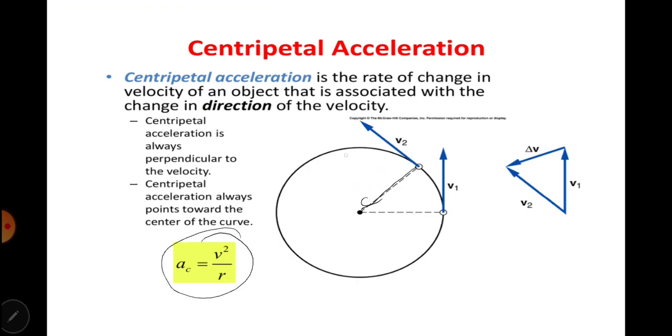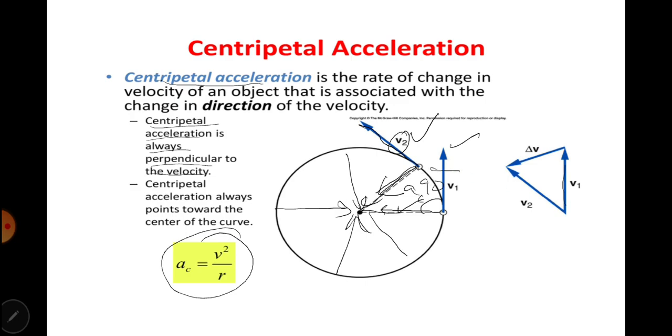It is always directed at every point towards the center of the circle. Centripetal acceleration is the rate of change of velocity of an object that is associated with the change in direction of the velocity. Centripetal acceleration is always perpendicular to the velocity. In a circle, if this is the direction of velocity, this will be the direction of acceleration. Angle must always be 90 between the direction of velocity and direction of acceleration.